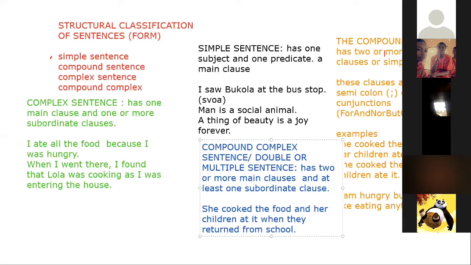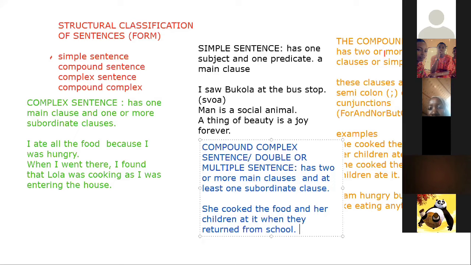Do you understand me? She cooked the food, her children ate it, they returned from school. She cooked the food, her children ate it. These are main clauses. You understand it? When they return from school is the subordinate clause. When they return from school is the what? Subordinate clause. I hope you guys are with me.